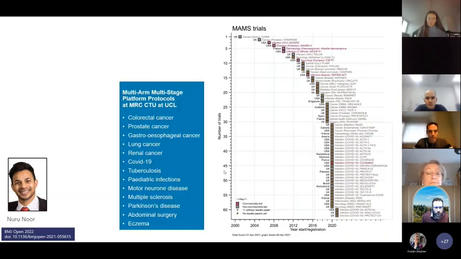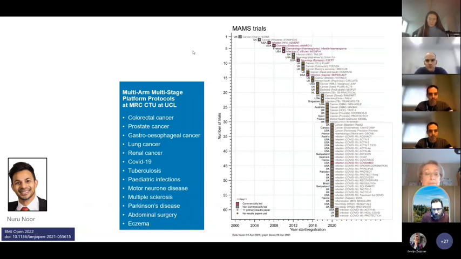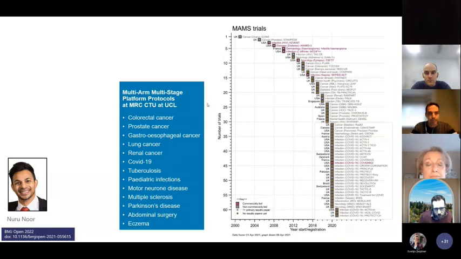But it's finding its feet in other places. We've been involved in running not just cancer trials, which is where we started off, but also COVID-19 trials, infection trials, which the unit also runs in TB and pediatric infections, and now some neurodegenerative diseases: motor neuron disease, multiple sclerosis, Parkinson's, as well as abdominal disease and eczema. The postpartum hemorrhage study with WHO is using this approach. There are lots of these approaches coming through, and we think there are lots of lessons.